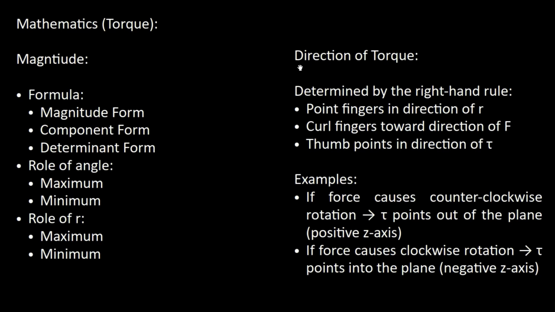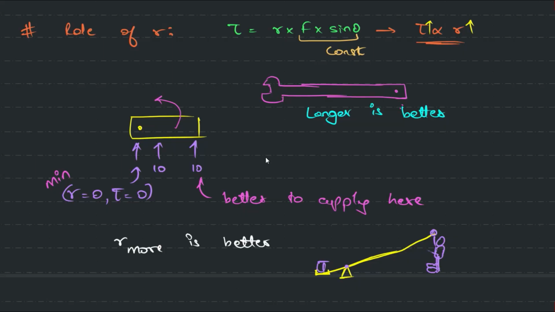What else do we have? Yeah, direction of torque. It is determined by the right hand rule. First, you need to point your finger along R, curl your finger in the direction of F, and the thumb points in the direction of tau. So basically, you are trying to turn something over here. Your R is along this line. Your force, say, can be anywhere. So it's over here.